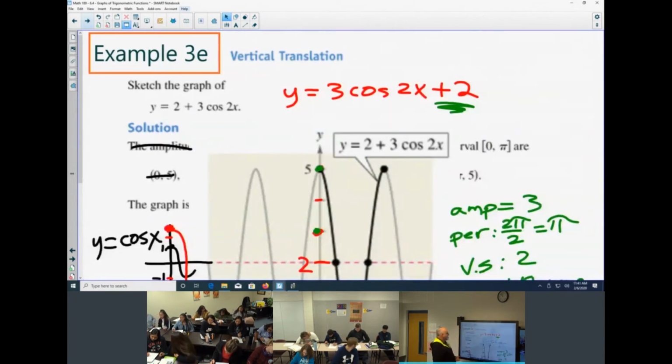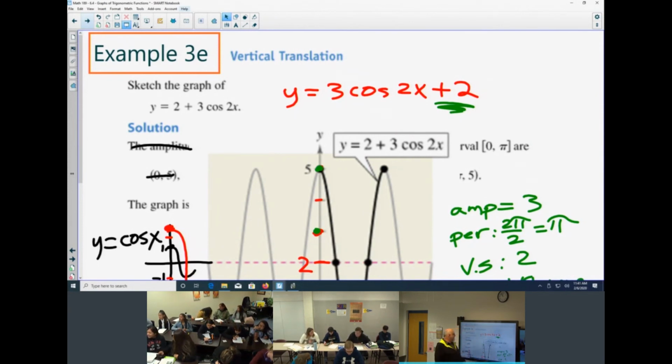All right, so here, the plus 2 at the end is going to shift the whole graph up 2. But, so we still do the other thing. So here, the amplitude is 3. The period is 2 pi divided by 2, which is pi. The vertical shift is 2. There's no horizontal shift, because if there's no C in there, there's no horizontal shift.